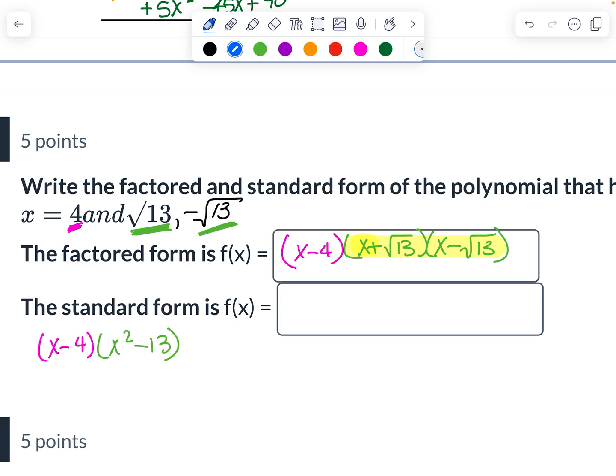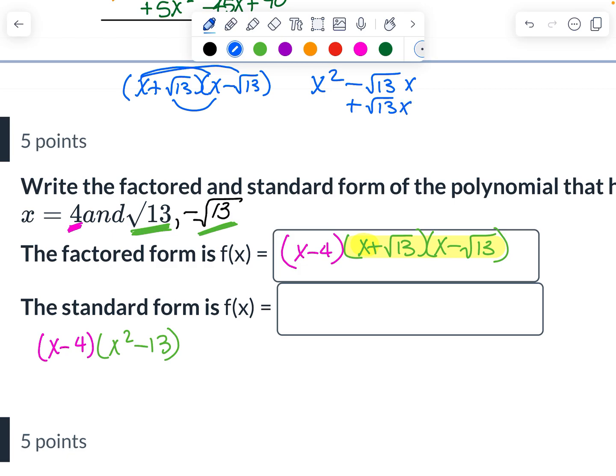Now, if you don't follow that, then here's what you're going to do. You're going to take x plus radical 13, and you're going to take x minus radical 13, and you're going to do the math. And x times x is x squared, and x times negative radical 13 is negative radical 13x. And radical 13 times x is positive radical 13x. And negative radical 13 times positive radical 13 is negative radical 169, which is 13. So when you add these together, these cancel out. This is really negative 13, and this is x squared.